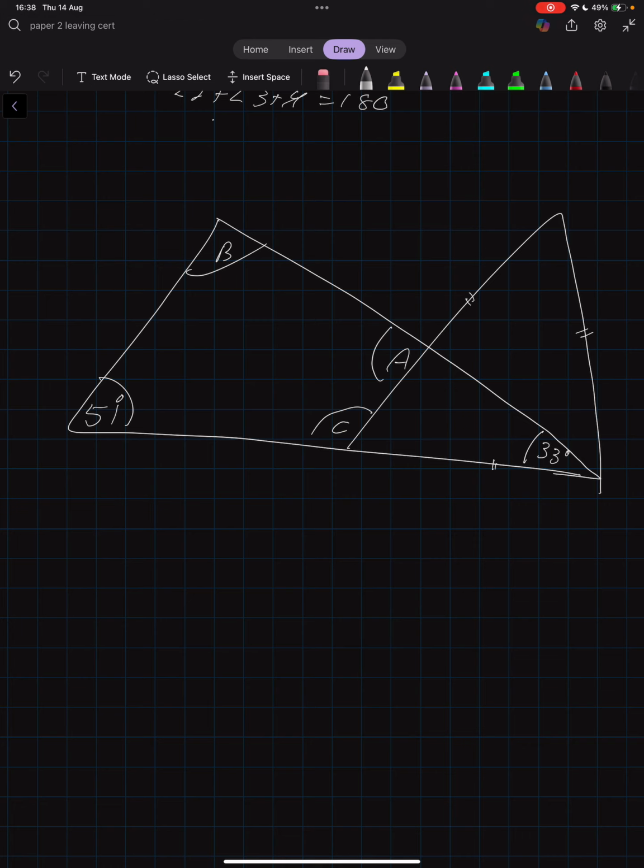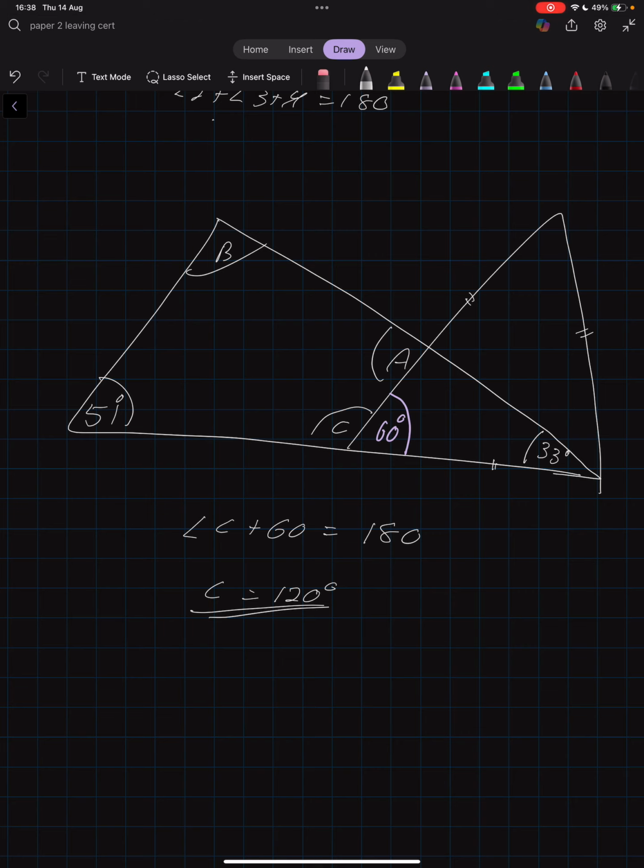So, first of all, the very easiest one is going to be this one here. Because this is equilateral, which means this is 60 degrees. So I have that angle C plus 60 has to equal 180. So C has to equal 120. So that's the easiest one.